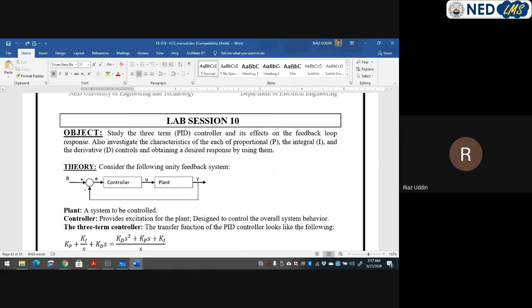Assalamu alaikum everyone. Once again, now we are going to do almost our final labs, 10 and 11, in which the 10th lab is one of the most important labs in control system theory.